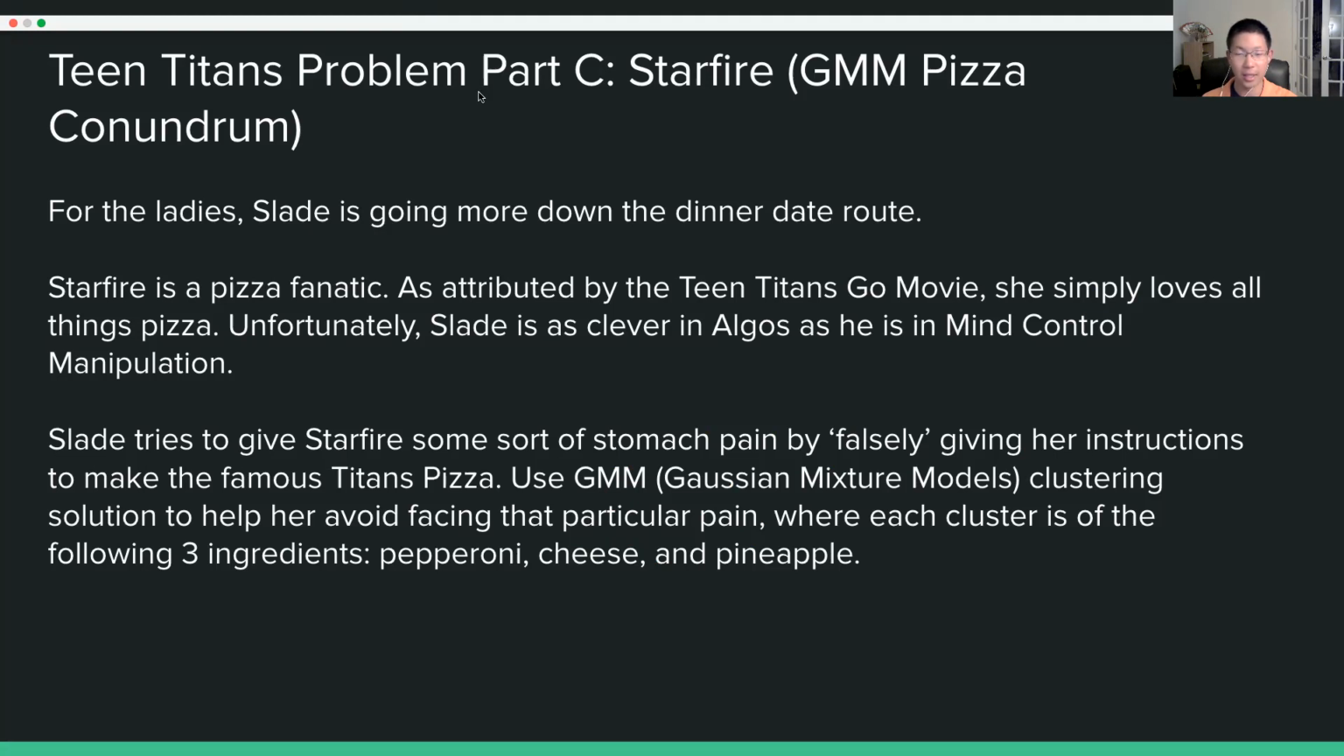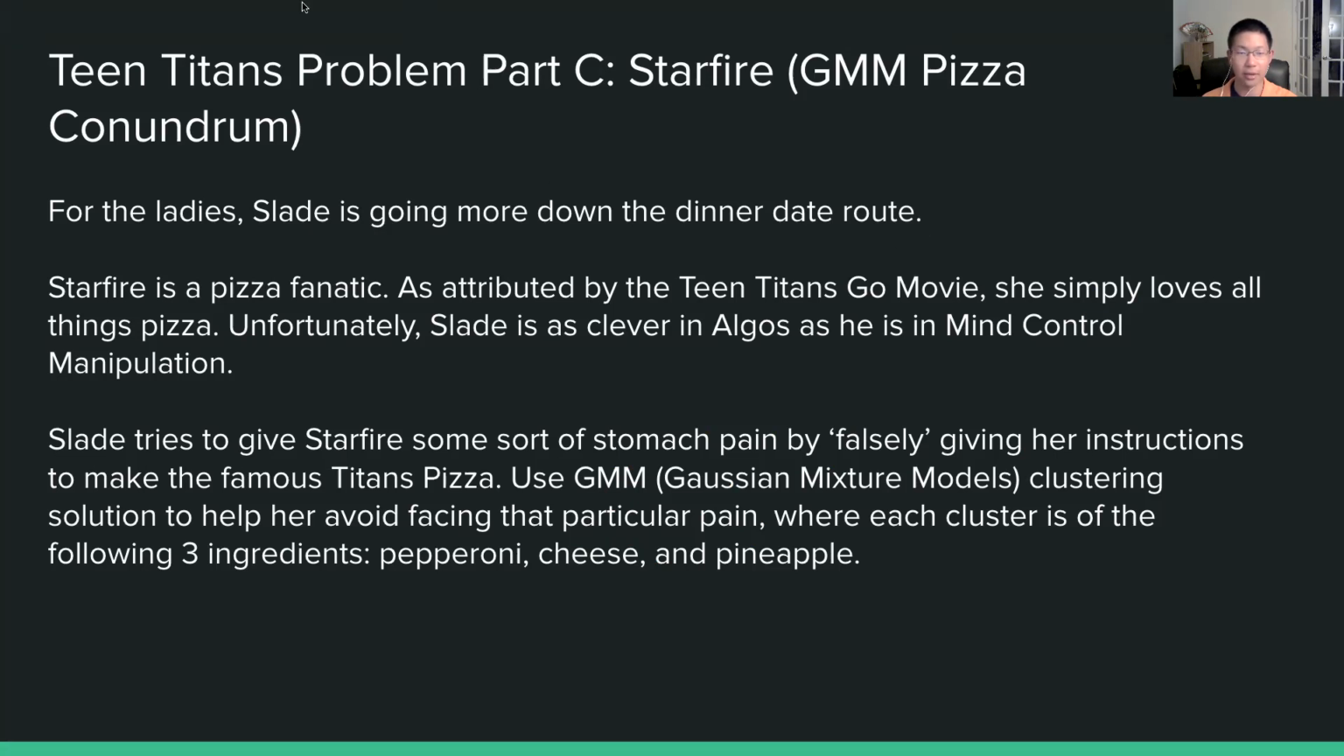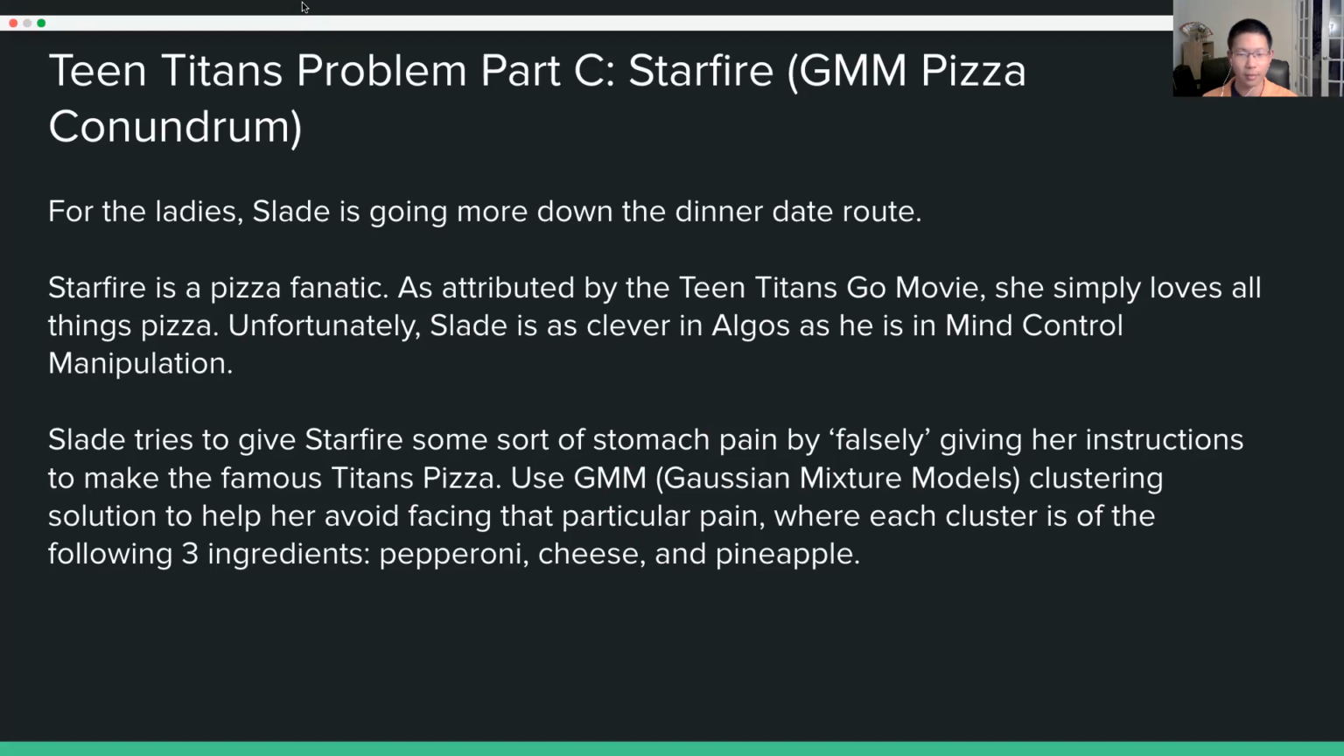Unfortunately, Slade is as clever in algorithms as he is in mind control. So Slade tries to hurt Starfire by giving her stomach pain. He tries to make the famous Titans pizza, which is like a parody of Hawaiian pizza. Use Gaussian mixture models clustering to help her avoid that particular pain, which clusters the three ingredients: pepperoni, cheese, and pineapple.